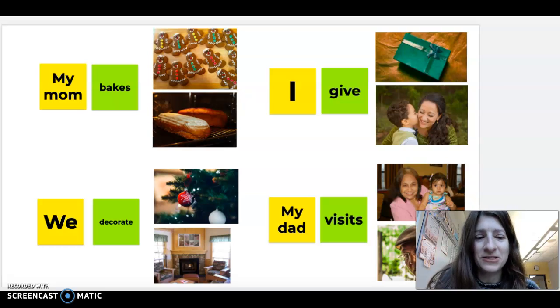Today we are going to talk about how to describe the what part that comes after what you do. This is the object that comes after the verb. So let's take a look at a few examples.